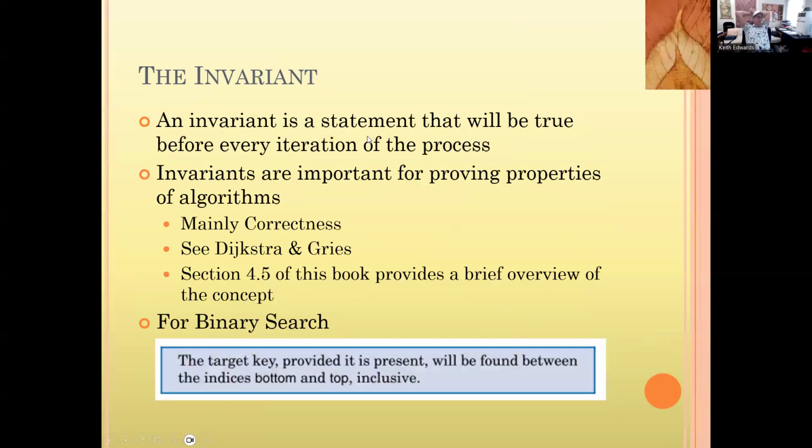So in order to think about this, we need to think about an invariant, and that's a statement that's going to be true before every iteration of the process. They're an important part of proving properties about algorithms, mainly correctness. Dijkstra and Gries wrote a book called The Science of Programming in 1981 that covers invariance in quite a bit of detail, as well as proving program correctness. We also covered a little bit of this in section 4.5 of the text in CS141. So for binary search, the invariant is that the target key, provided it's present, will be found between the indices bottom and top inclusive.